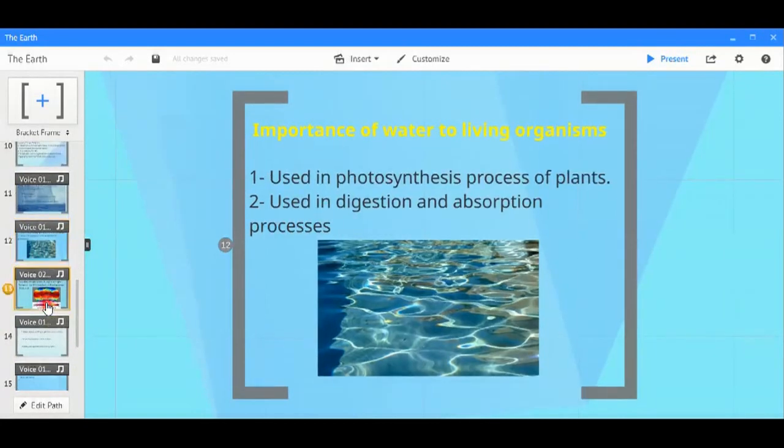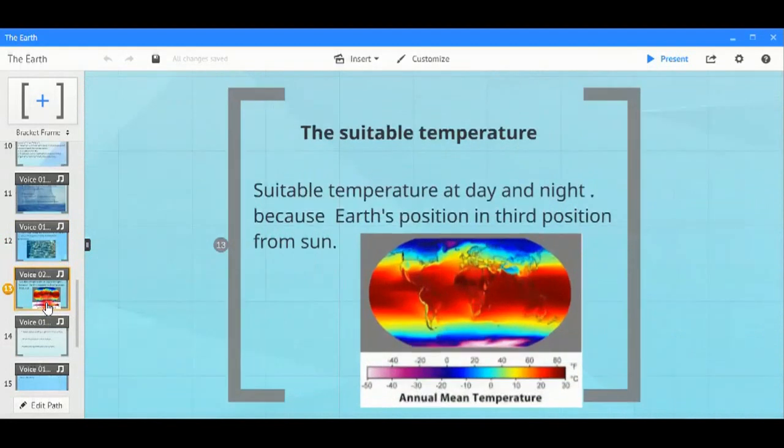Okay. Number three, the third characteristic of the Earth, is the suitable temperature. Why do we have a suitable temperature? We explained it before. Due to the Earth's position, the third position away from the Sun, which is 150 million kilometers, a sufficient distance to get a suitable temperature from the Sun. Other planets like Venus are too hot, maybe 300 or 400 degrees Celsius, like putting yourself in an oven. And Saturn and Jupiter are too cold, at negative 200 and so on. So the only planet that has a normal temperature is Earth.